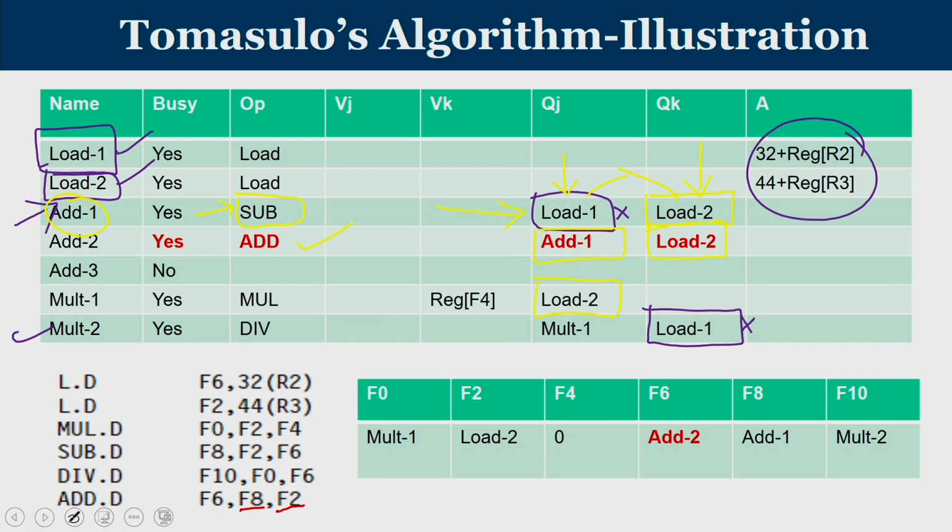Similarly, the moment the multiplication operation is completed, how can multiplication complete? When load 2 completes, that will provide one of the data, the second data is already available, multiplier 1 will produce a result, and when multiplier 1 produces a result, this multiplier 2 is going to make use of that. So it is actually a cascading effect.